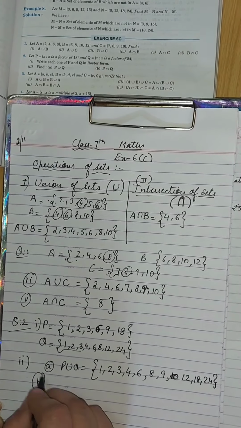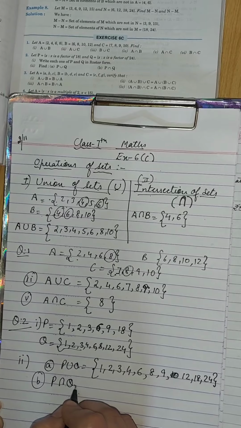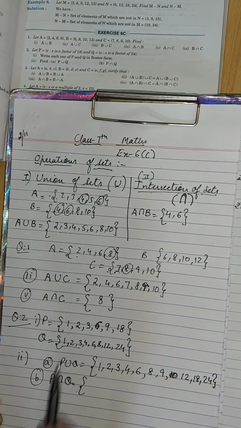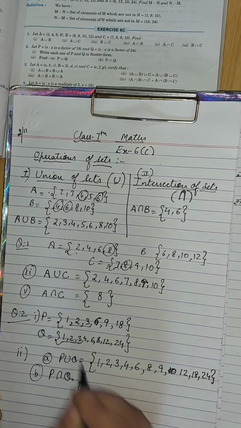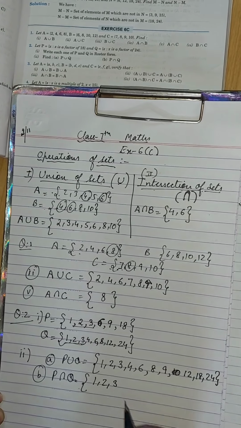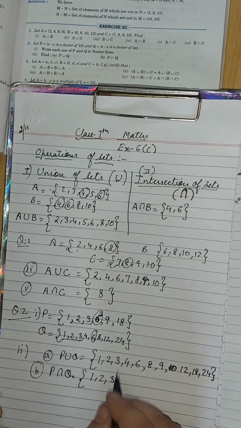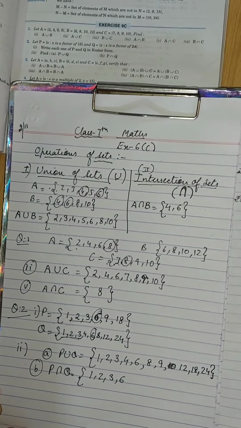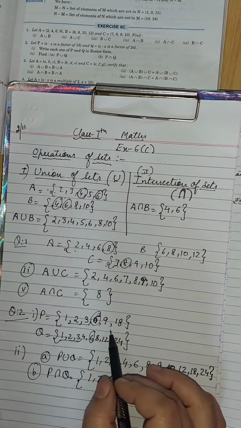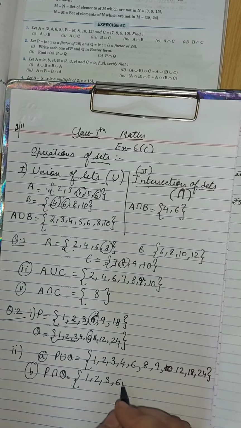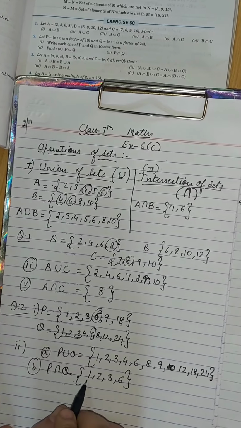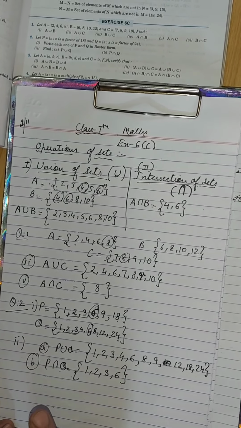In B part we have to find P intersection Q. तो जो elements common हैं, 1, 2, 3 common हैं दोनों में, we have taken this. 6 is also common in both, we have taken the sixth element also, and further no element is common. So what is P intersection Q? 1, 2, 3 and 6.